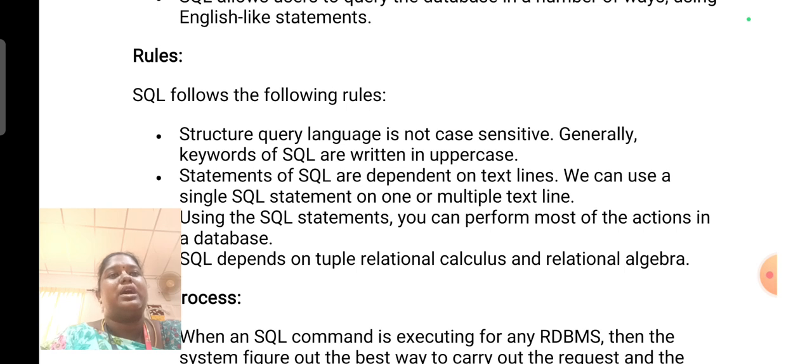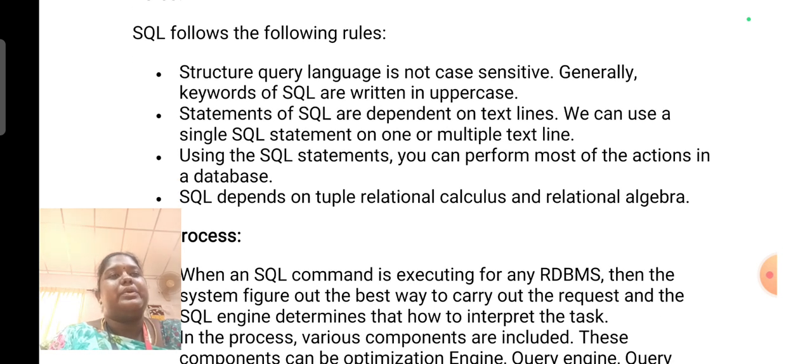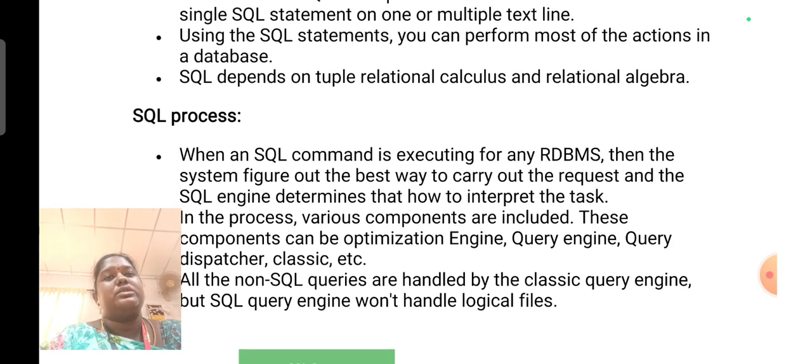Statements of SQL are dependent on text lines. We can use a single SQL statement on one or multiple text lines. Using SQL statements, you can perform most of the actions in a database. SQL depends on tuples, relational calculus, and relational algebra. SQL process. When an SQL command is executed for any RDBMS, the system figures out the best way to carry out the request, and the SQL engine determines how to interpret the task.